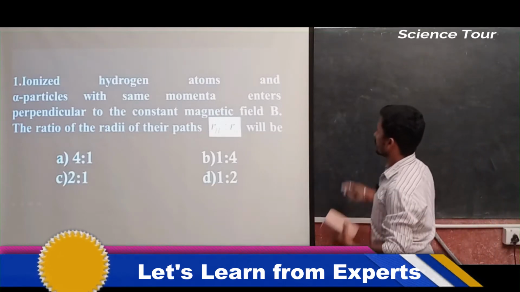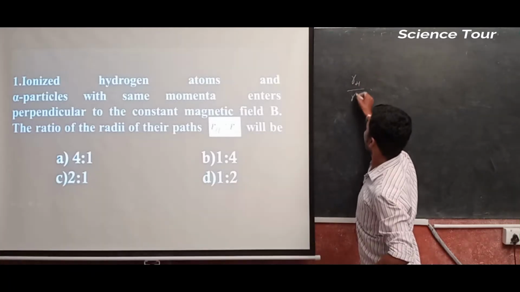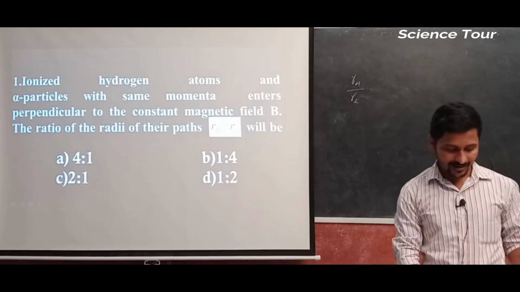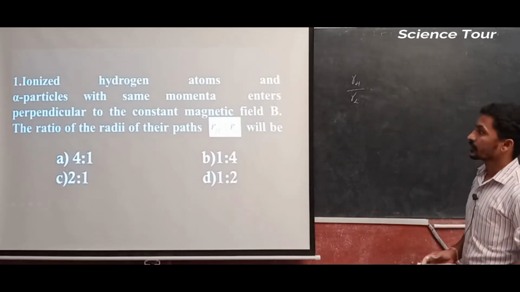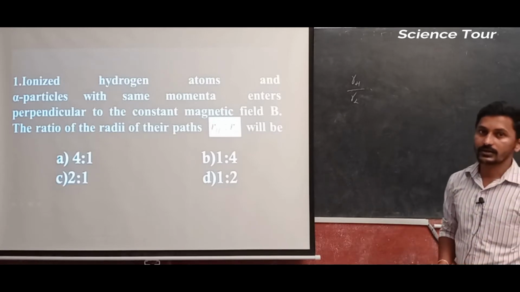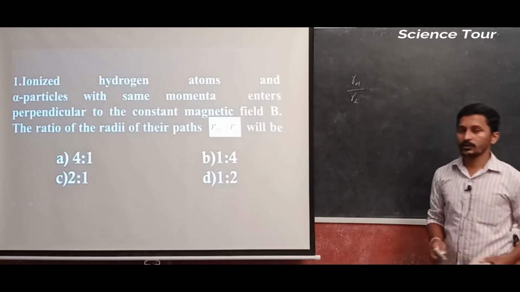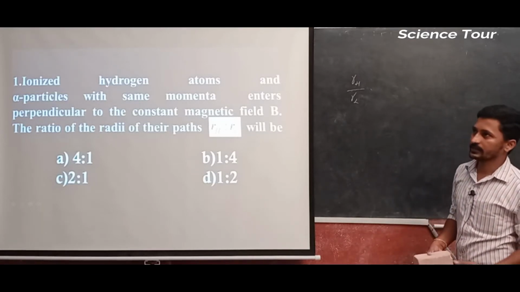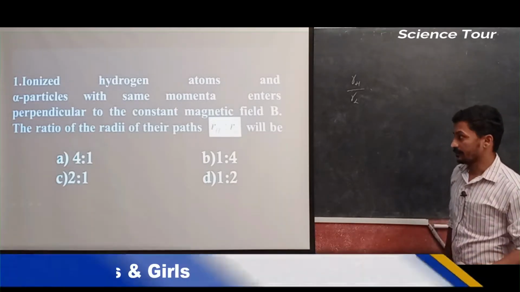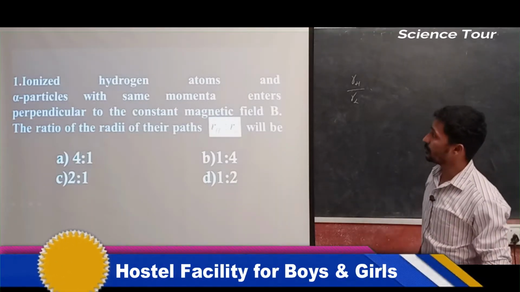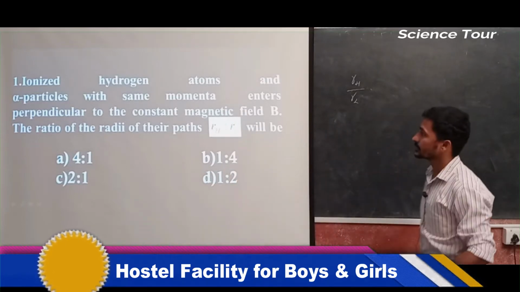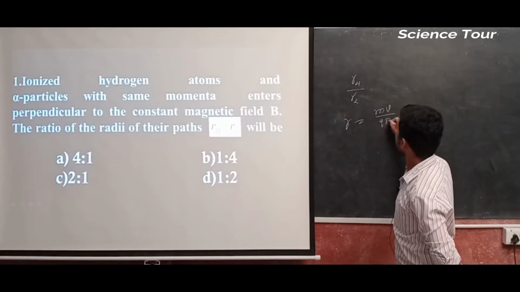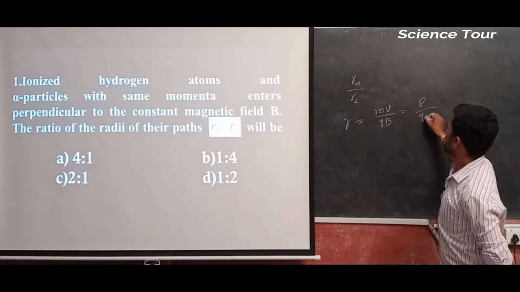So you have to find R_H divided by R_alpha. What do we know? Whenever a particle is moving in a magnetic field, the path is deflected, it is not moving straight, and using the left hand rule we can predict the force. But here the particles have the same momenta. Now what is R? R is generally mv divided by qB, and mv is nothing but the momentum, so R equals P divided by qB.